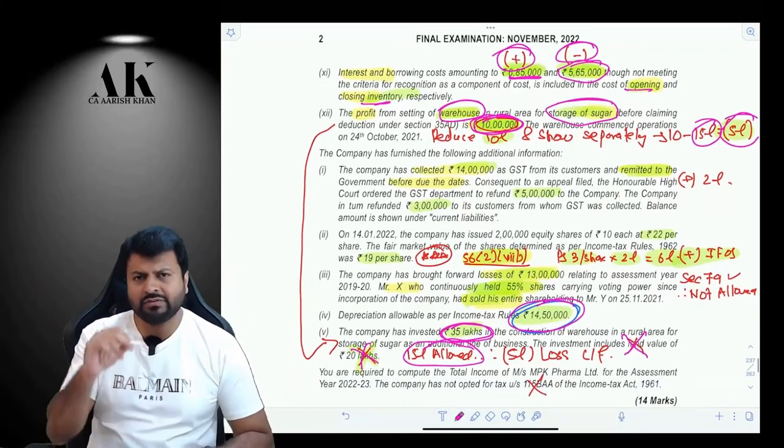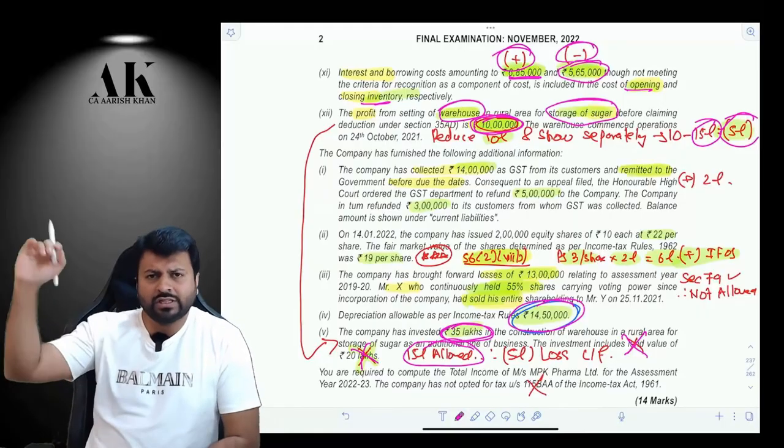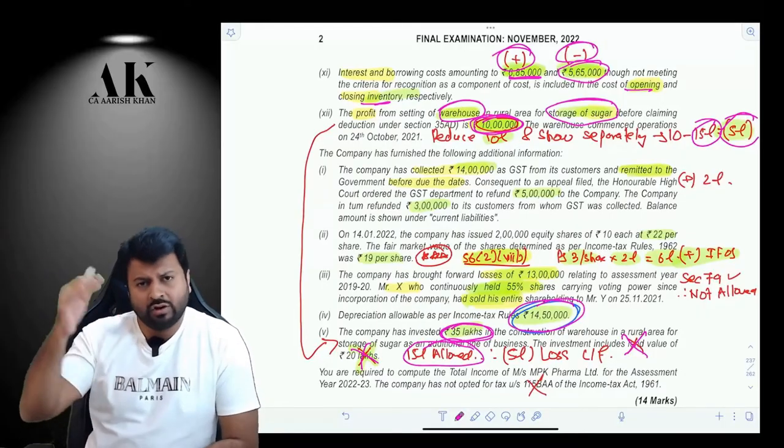The next adjustment is something which you have done earlier, a copy-paste adjustment. So see how things are repeated from your past RTPs and mock test papers. A lot of things get repeated here.